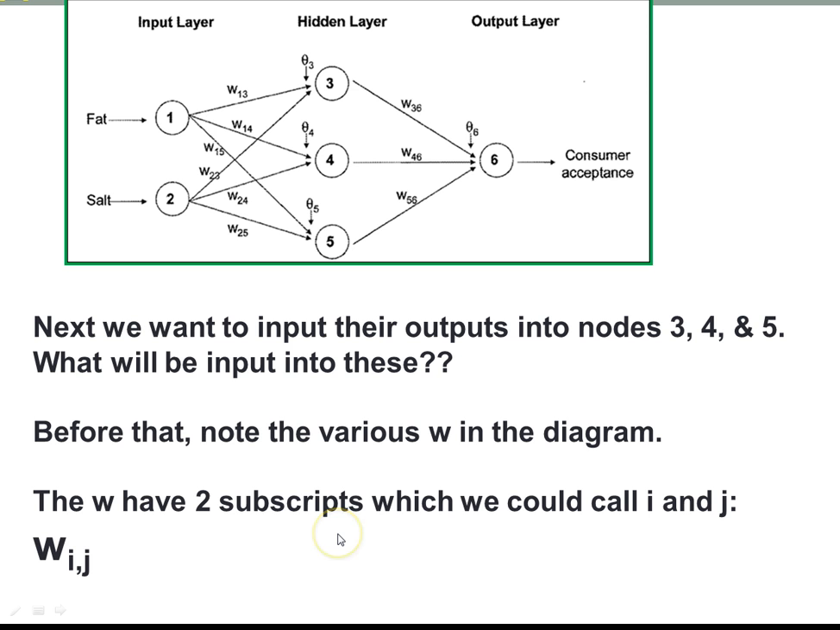So here I'm just explaining about the subscripts, which we already looked at. So why do we call this W24? Because it comes from 2 and goes to 4. So if we write it as I and J, I means where it's coming from, and J means where it's going to. I means where it's originating, and J means where it's going. Okay, everyone get that? Same thing here, right?